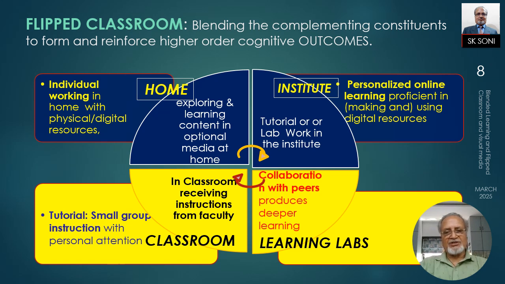The second variation is in the classroom, they are receiving instruction of some theory or of some procedure, and it is further reinforced using collaboration or otherwise. Students are learning in collaboration with their peers, and it is being reinforced in the classroom instruction. So these are the different variations of flipped classroom method.